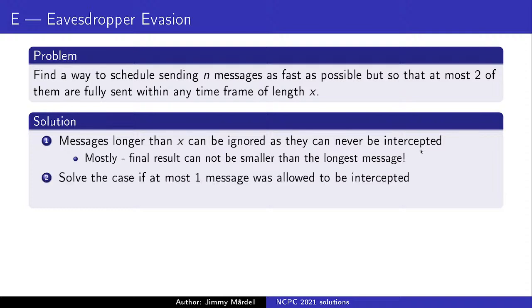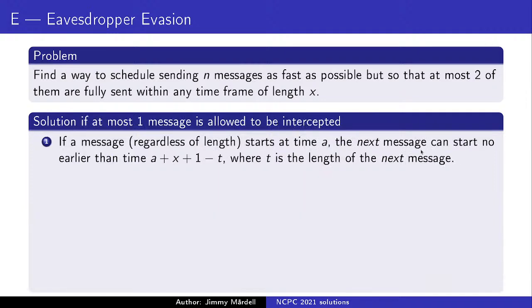So we'll start by figuring out how to solve a simpler problem where we can have at most 1 message intercepted in each window, and then we'll see how this solution generalizes to 2 intercepted messages. So here's how to do the simpler case where in every window of length x we can have at most 1 intercepted message, or 1 message fully contained.